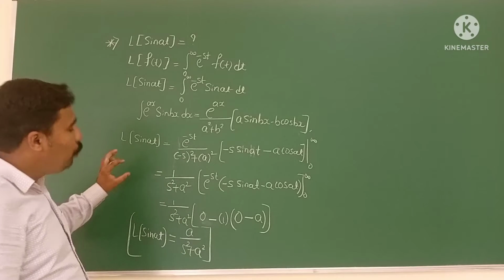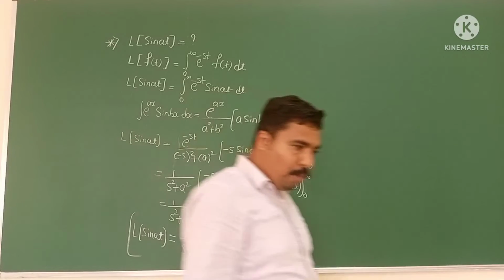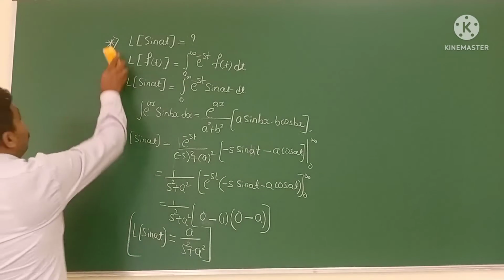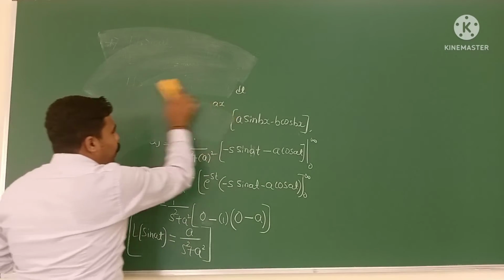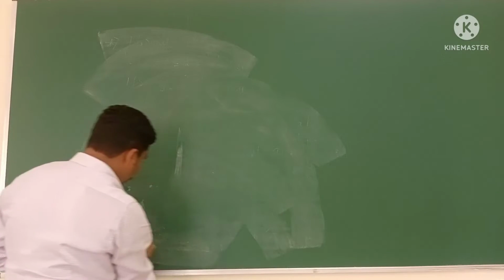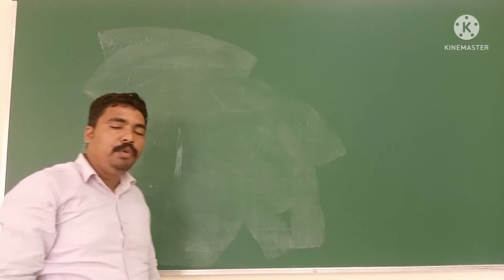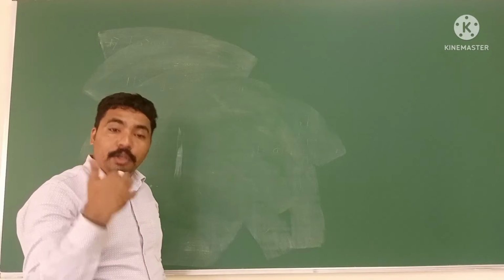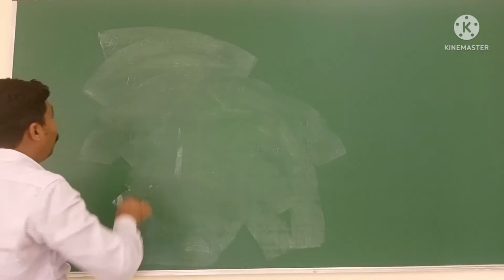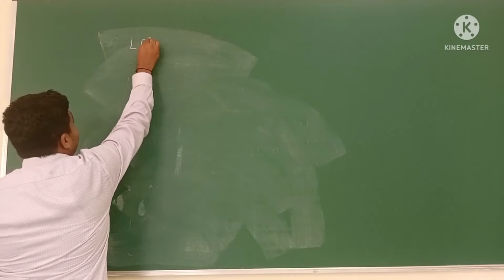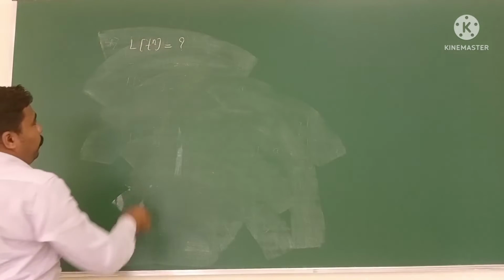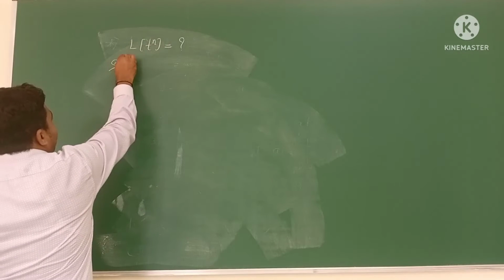Then we will move on to one more important result of Laplace transform, that is t power n, the polynomial. How do we deal with polynomial terms? That is very important here. We know how to deal with exponential terms, and we know how to deal with trigonometric terms, which we have just finished. Now I move on to the polynomial term, that is Laplace transform of t power n. I will simply write the solution here.